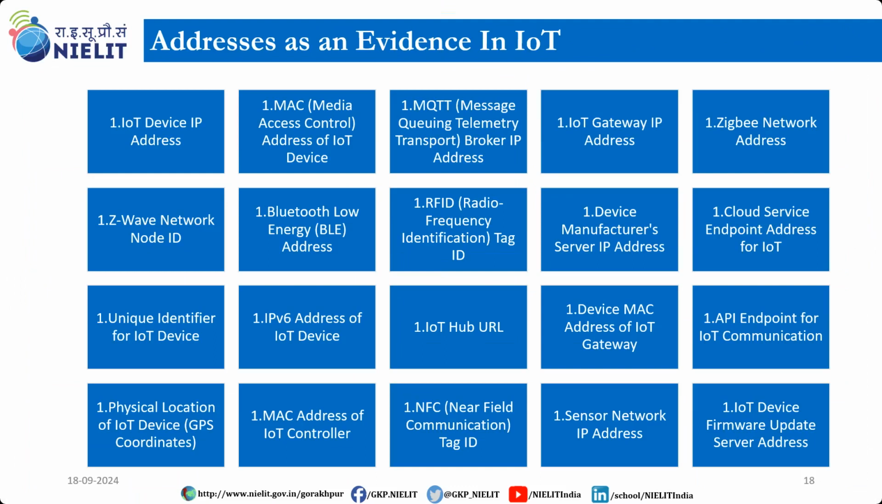So there can be the IoT device IP address, there can be a MAC address, there can be an MQTT broker IP address, there can be an IoT gateway IP address, there can be a Bluetooth low energy address. So basically these are the terms related to the communication industry. So RFID, device manufacturing server IP address, IoT hub URL. These are the different addresses which can be helpful as evidence in IoT.